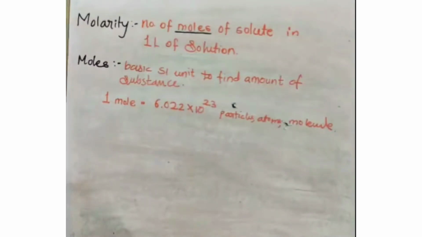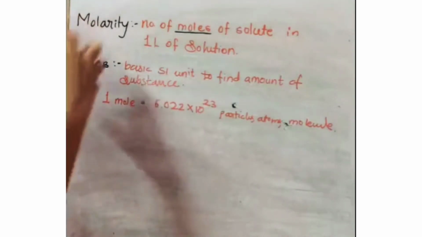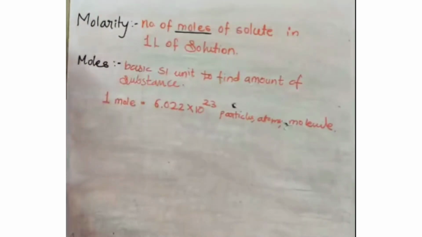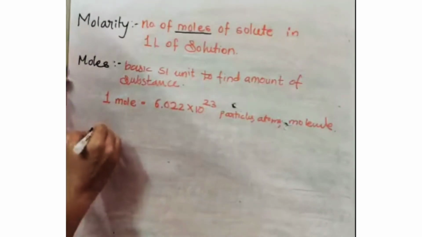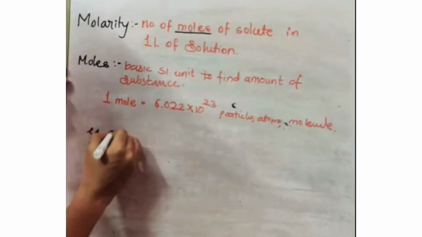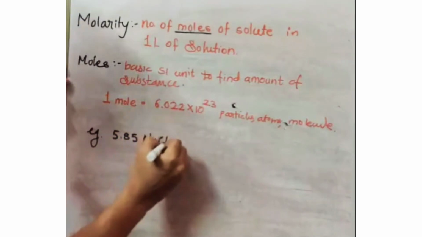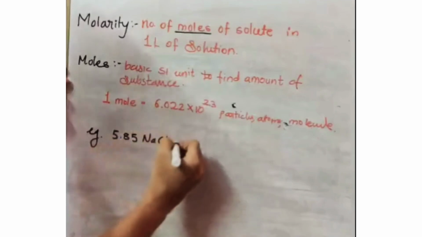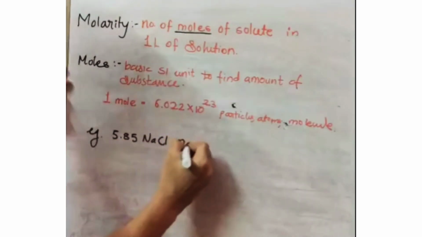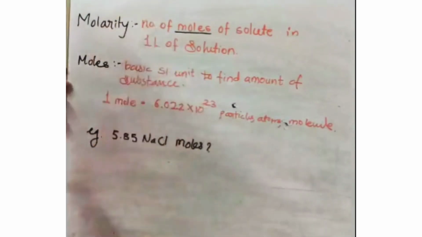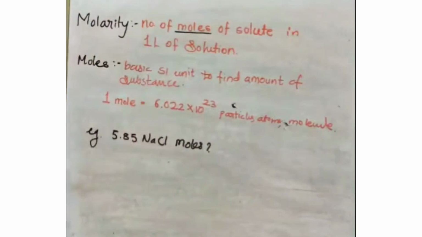Okay, so let's clear this concept with a short numerical. I can say just finding out the moles of the atoms or molecules or particles in NaCl. Let's take an example. They said 5.85 g of NaCl. How many moles will be there in 5.85 g of NaCl? You have to find out the moles. We know that 1 mole is 6.022 into 10 raised to 23.